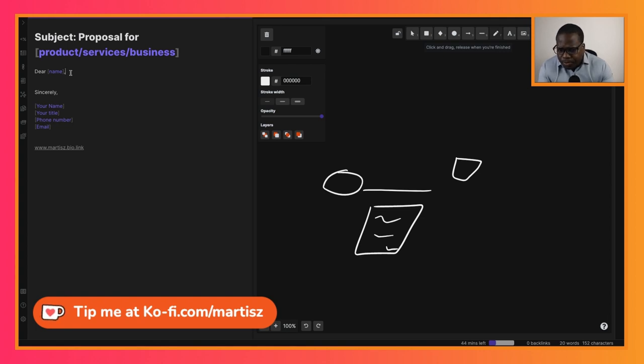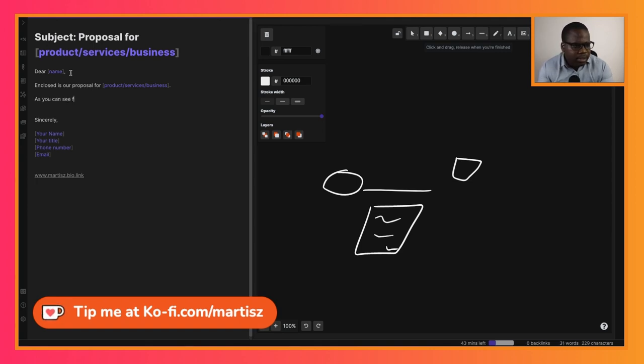So you send the email or the letter, you put the proposal as an attachment, and then you can start like this. Proposal for, and then again here you can put the product or the services or the business. It's up to you, it depends what kind of proposal you send. Then you can start: as you can see from the proposal, we are able to provide you with the following.